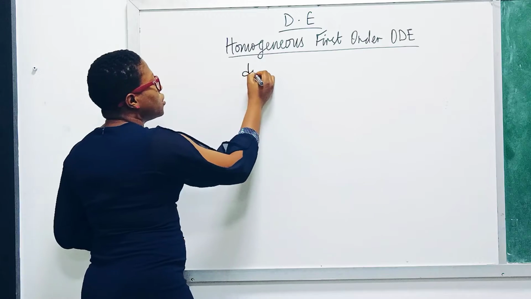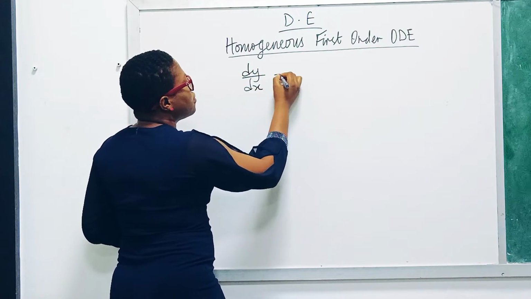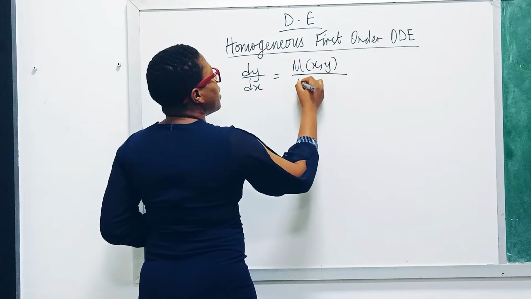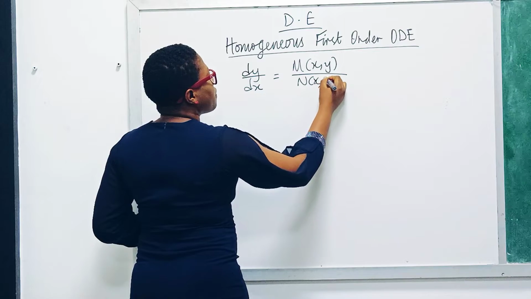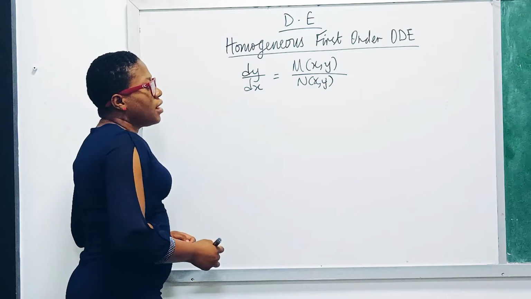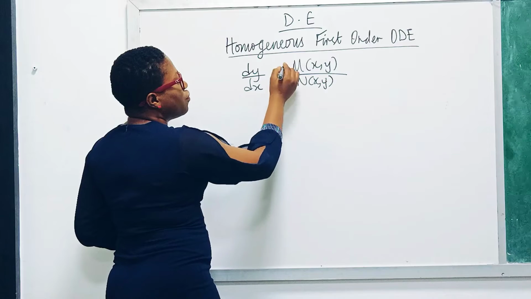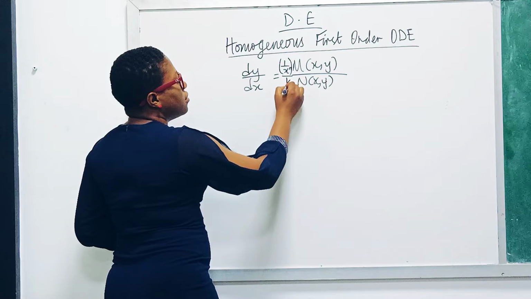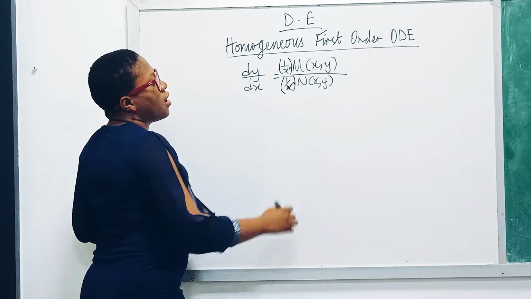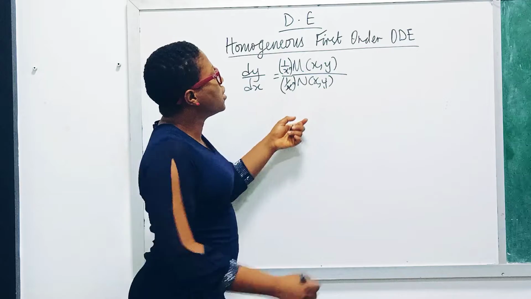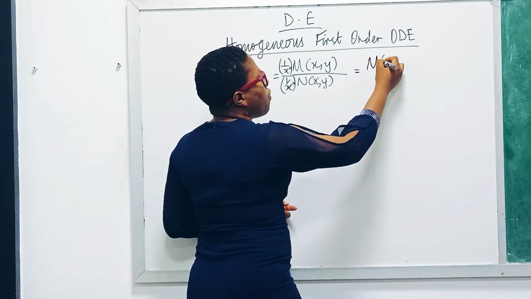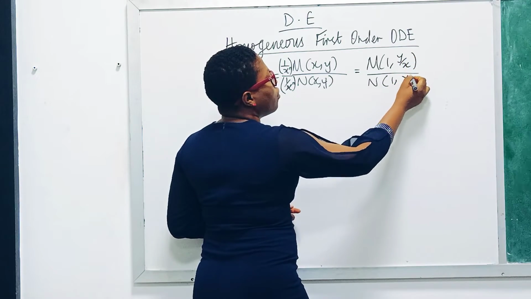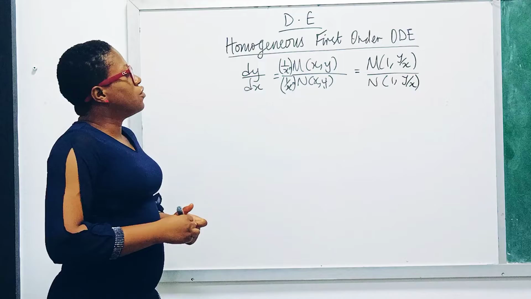If we have a differential equation, dy by dx is equal to a function of x and y divided by another function of x and y. If I can divide through by 1 over x raised to power n, both up and down, and this equation changes to a function of 1 comma y over x over another function of 1 comma y over x, then, so this is what I mean.